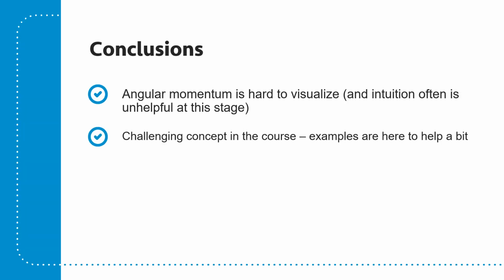Angular momentum is a very hard quantity to visualize, and it's often more difficult than people give credit to it. And intuition, especially at this stage, is often very unhelpful. Vector approaches often are helpful to start to learn how things work and understand why the motion occurs the way it does. This is a challenging concept in the course, and the only goal here is to create examples that help a bit.